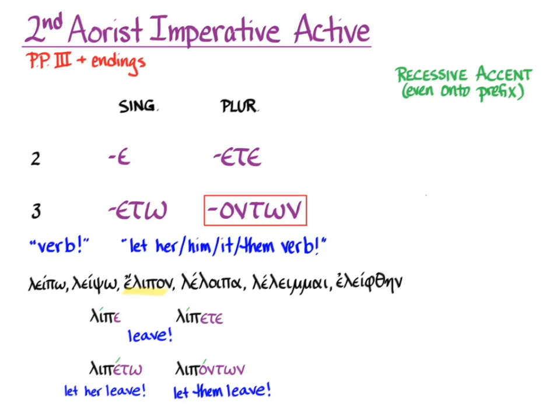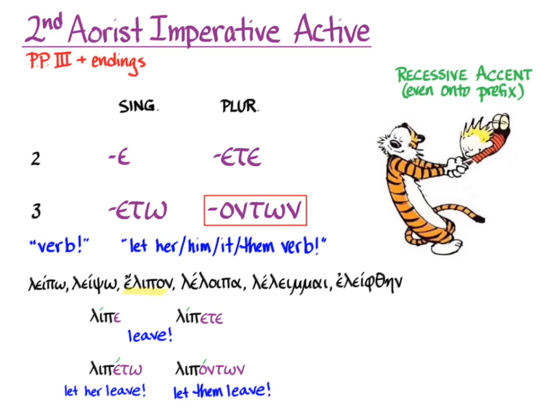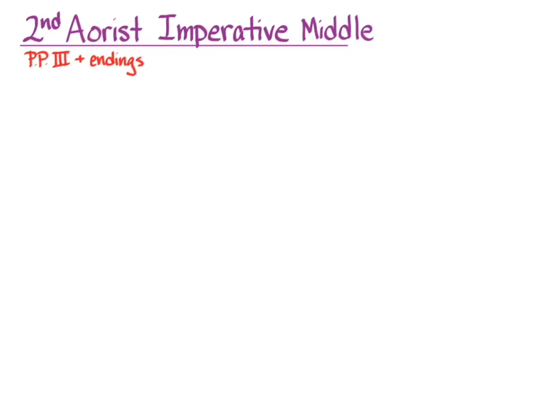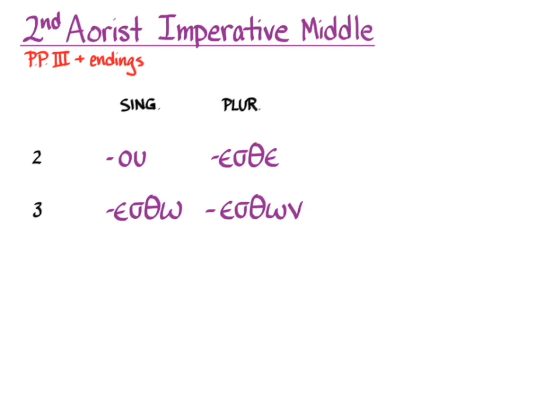No contract verbs, so we get another happy dance. The second aorist middle, same idea. Third principal part and the endings, which are the same that you have for the present imperative middle and passive: u, estho, esthe, and esthone.